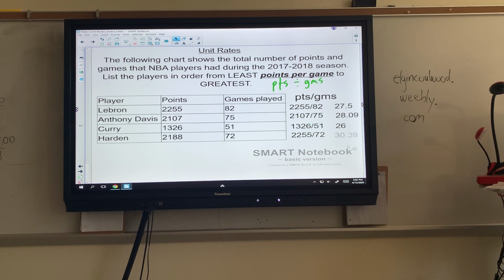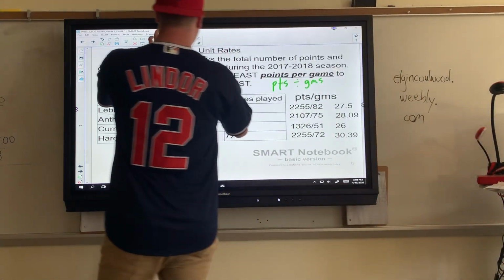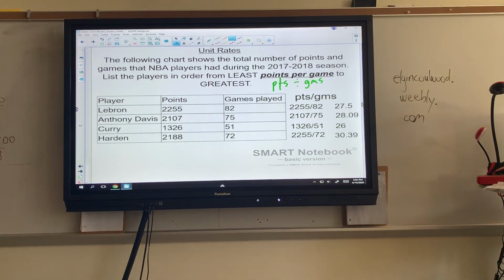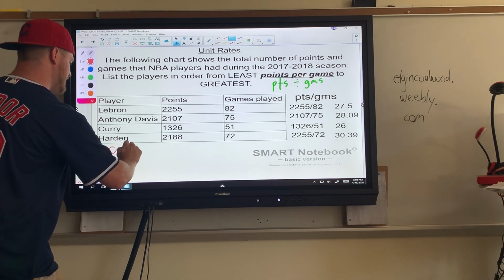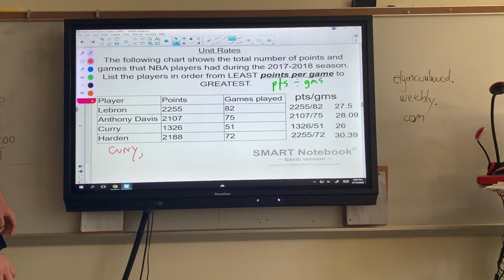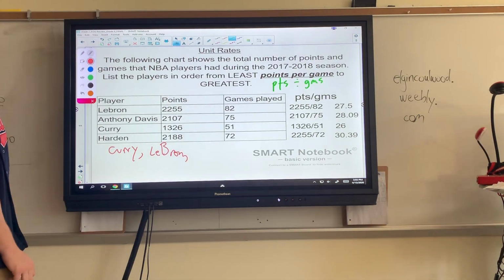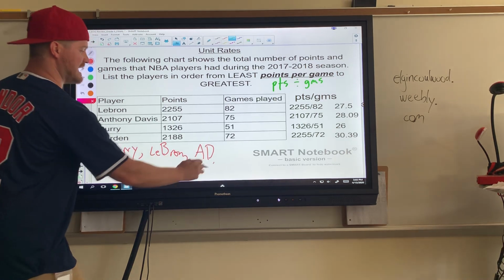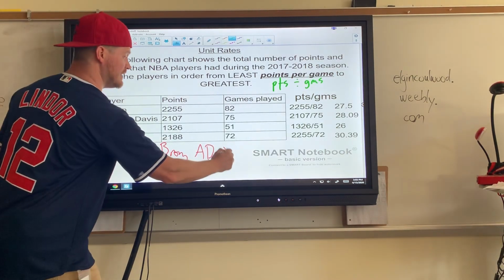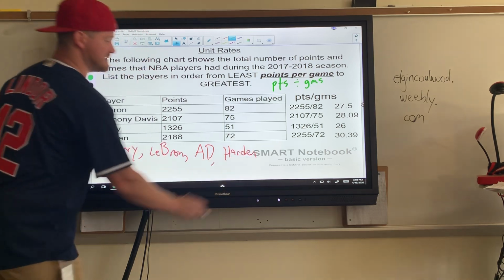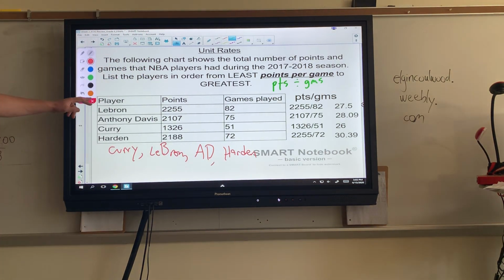And that gives us approximately 30.39 points per game, or approximately 30 points per game. So if it's asking for least to greatest, based on these numbers, who scored the least amount of points per game, you would say Curry, and then after Curry would be LeBron, and then it would be Anthony Davis, and last but not least, scoring the most points per game would have been James Harden in this situation. So hopefully you got those least to greatest.